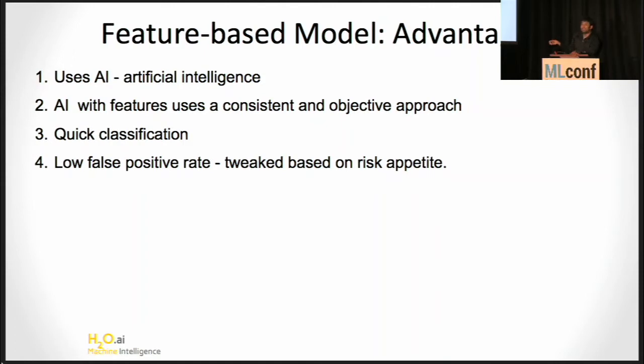So, what are the advantages of this? One, it's not subjective anymore. It's very accurate. It's very consistent, and the classification is very quick.